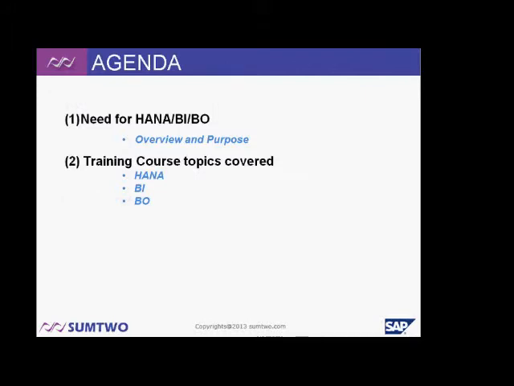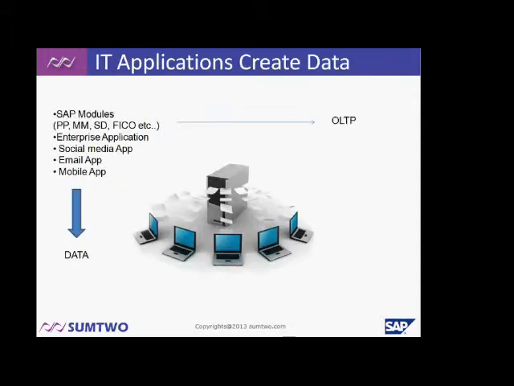First, we look at the overview and purpose of these components, HANA BI and BO, how they relate to each other, and also how they relate to the functional module SAP ECC system as well as non-SAP IT solutions. Later on, we will get into the details about the training course.